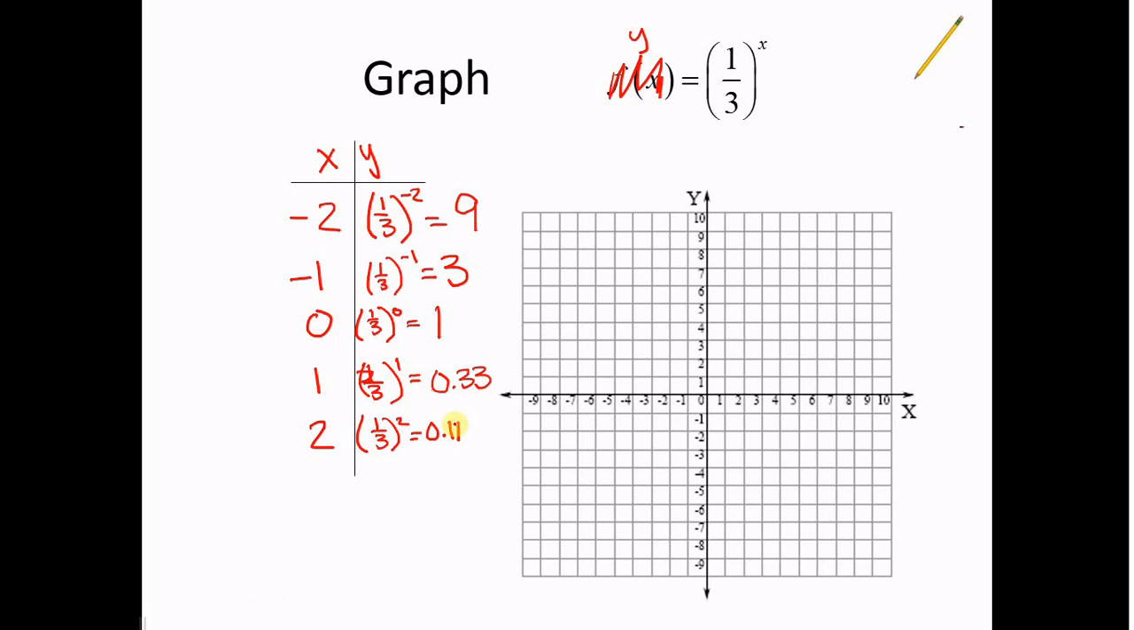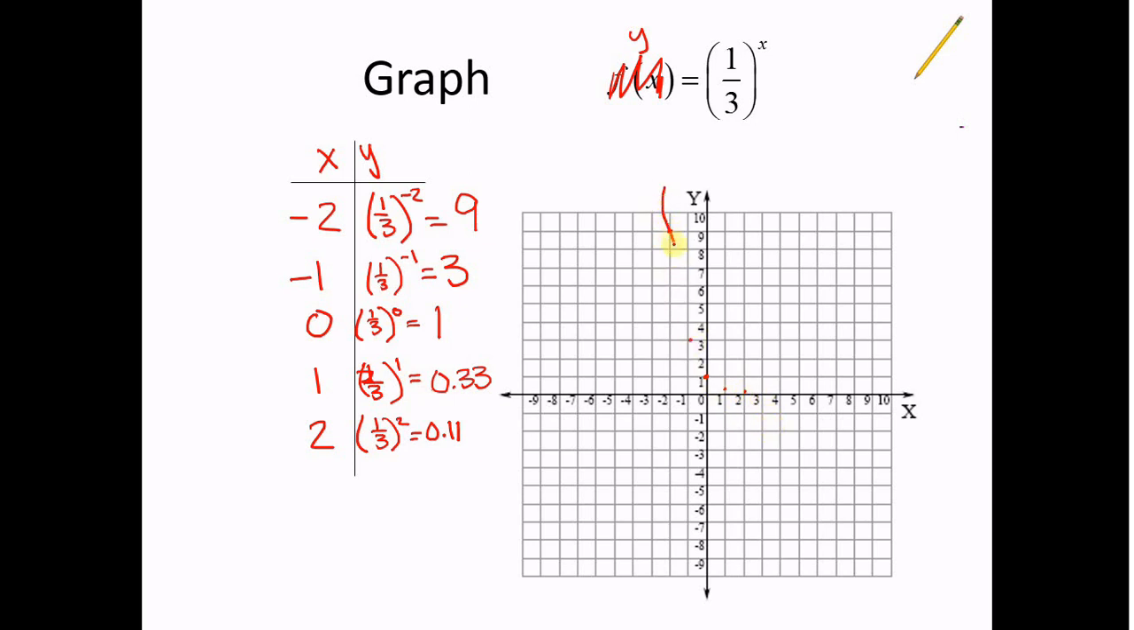So let's graph these points. -2, 9. There's an ordered pair right there. -1, 3 right there. 0, 1 right there. 1 and 0.33. That's just like right there, kind of. Doesn't need to be perfect, just a dot. 2 and 0.11, it's even closer to 0.